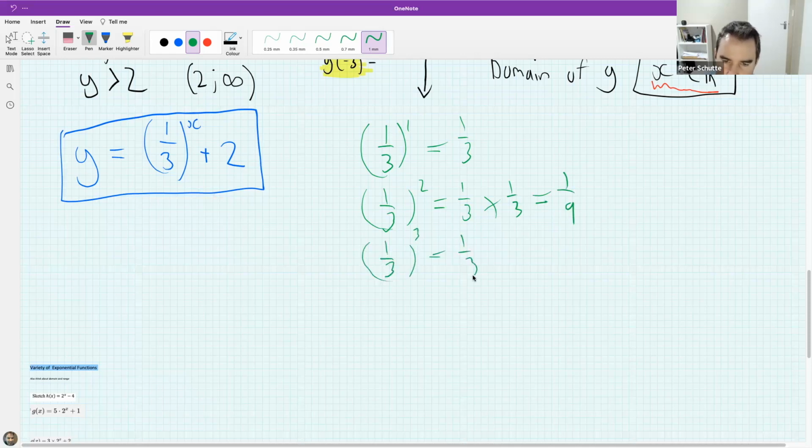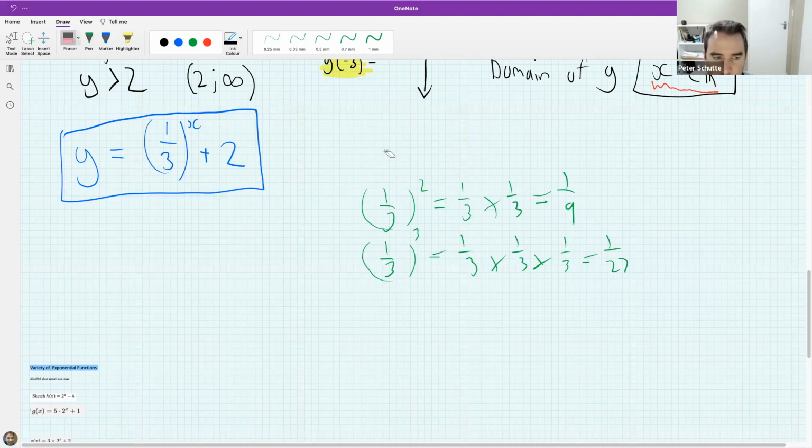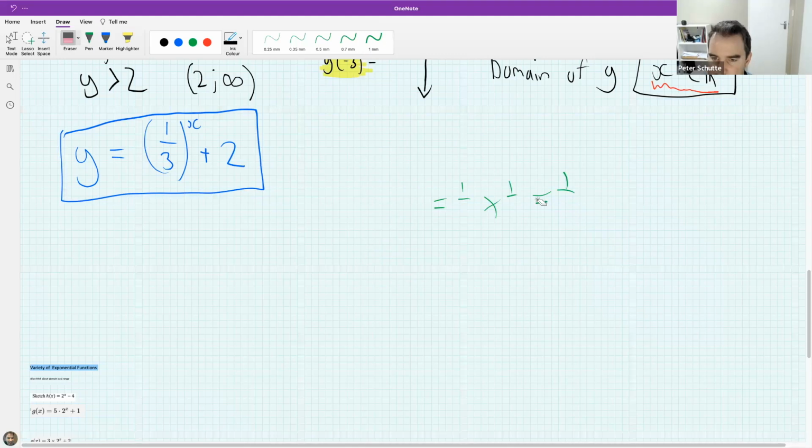A third to the power of 3. I know this is getting a bit boring, but what's weird is if you multiply fractions together, they get smaller. And so what that means is that because a third is the base for this exponential function, the shape of the graph will look like this.